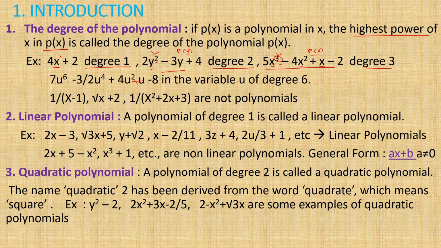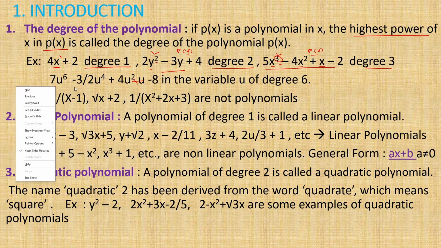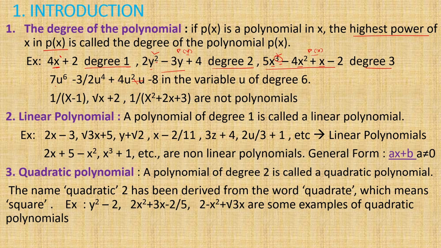And in this last example, 7u square minus 3 by 2 u power 4 plus 4u square plus u minus 8, this is a polynomial in u, p of u. In p of u, we have u power 6, u power 4, u square and u. In these, what is the highest value? U power 6 is the highest. All the remaining are less than 6. So the degree of this polynomial is 6, because it is the highest power of that variable.